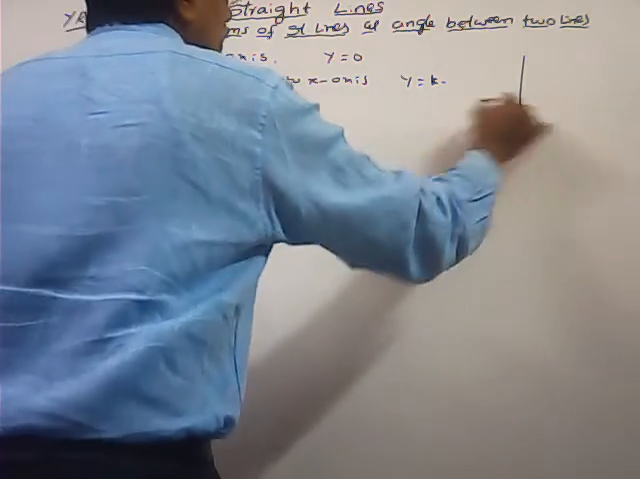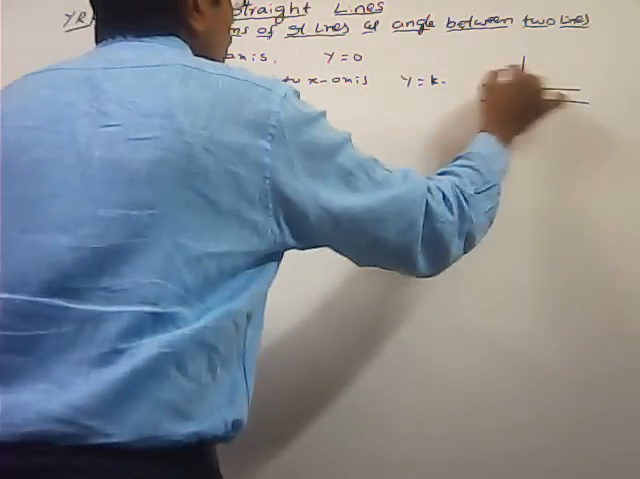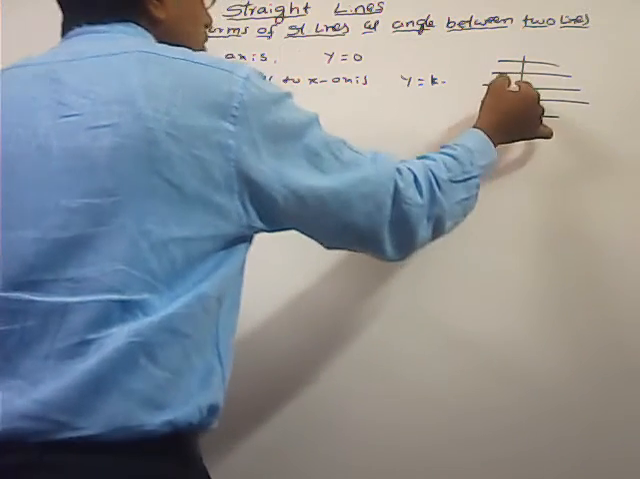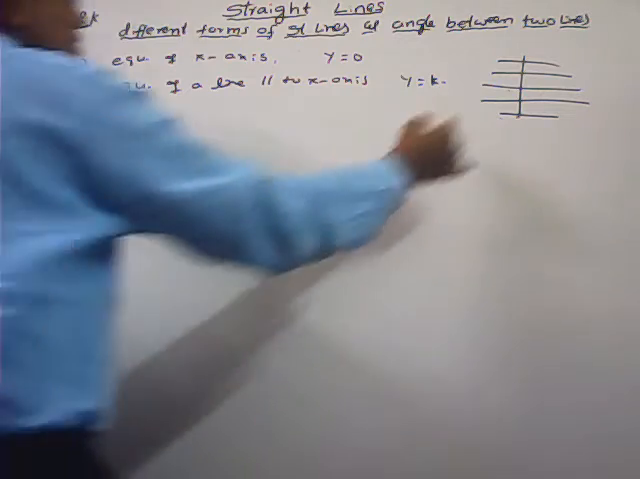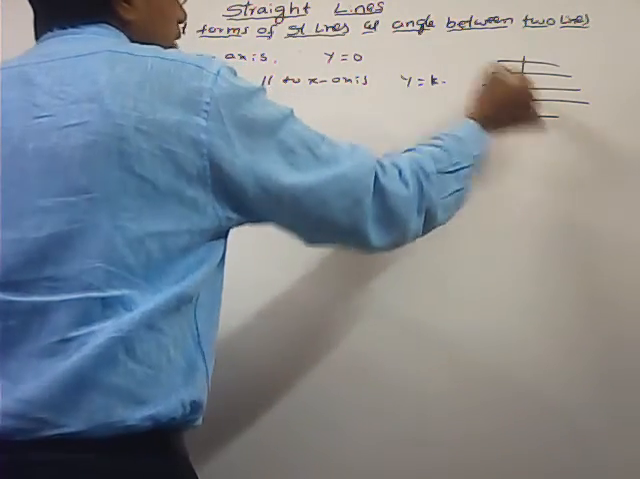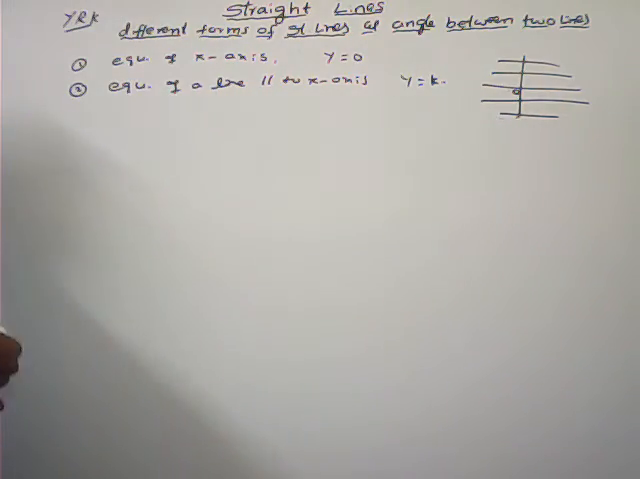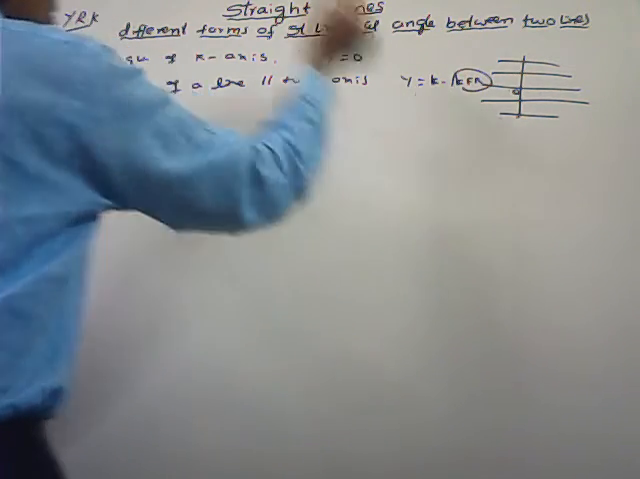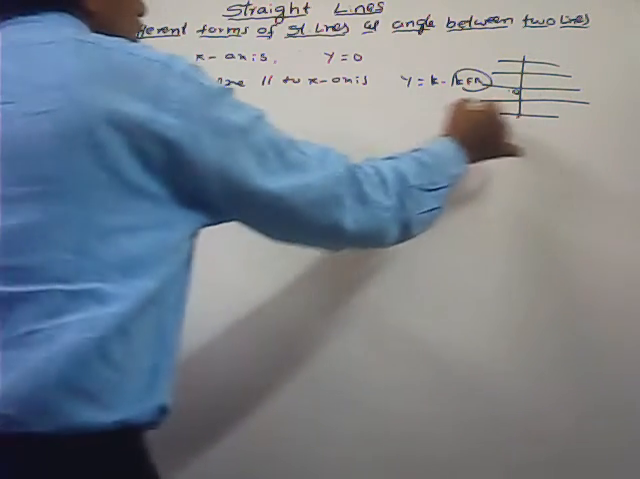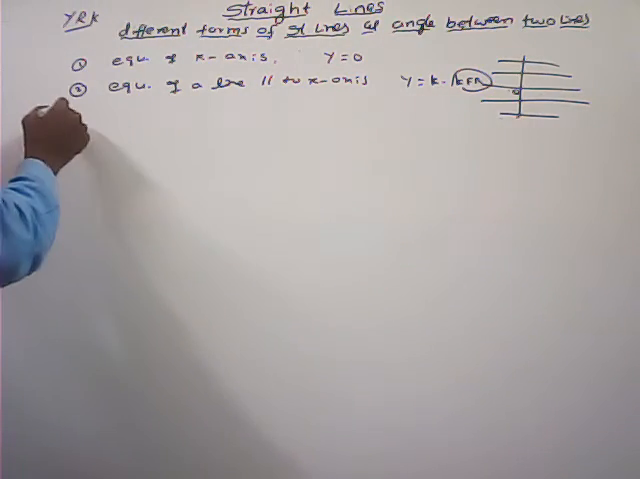Here, equation of a line parallel to x-axis. All these are parallel to x-axis: y is equal to 1, y is equal to 2, y is equal to 3, like that. Y is equal to minus 1, y is equal to minus 2. All these are parallel to x-axis. So here we can write y is equal to k, where k belongs to R. You can take anything. In the place of k, any real value you can take. Y is equal to 5, if I draw the straight line, that is parallel to x-axis.